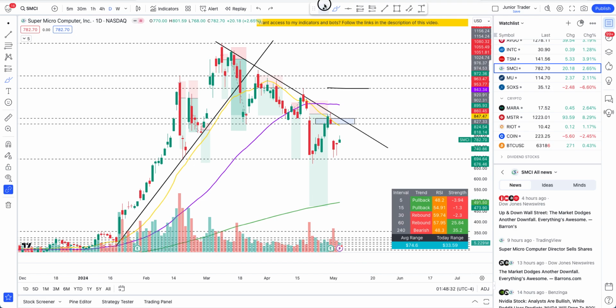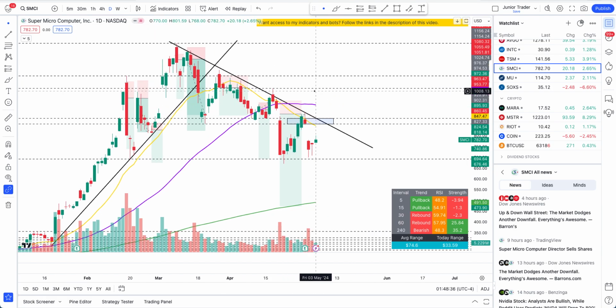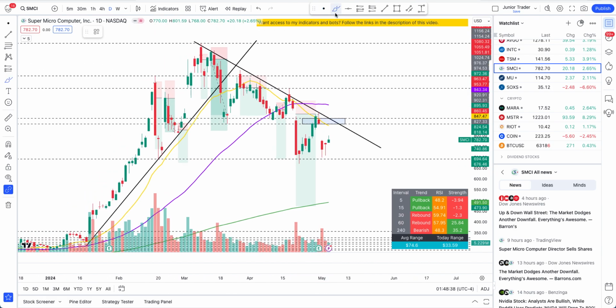Okay, so let's set the stage first here. What are we seeing? We are below the 20 days moving average, the yellow line. We are below the 50 days moving average, all right? And we have been forming these lower highs, lower lows, lower highs, lower lows, right?